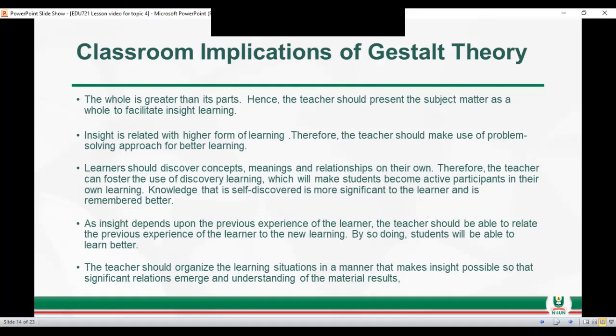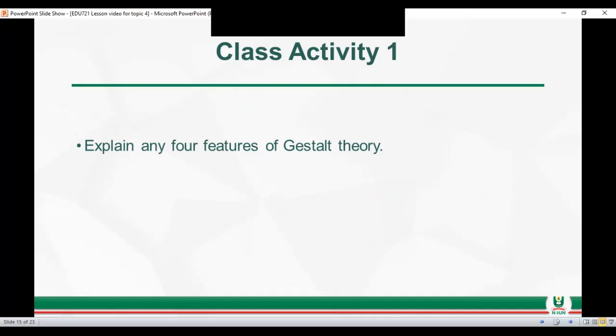So I want to give you an activity. Look at this class activity. Explain any 4 features. Just pause your video a bit and consider this. Attempt the class activity before you continue watching the video.